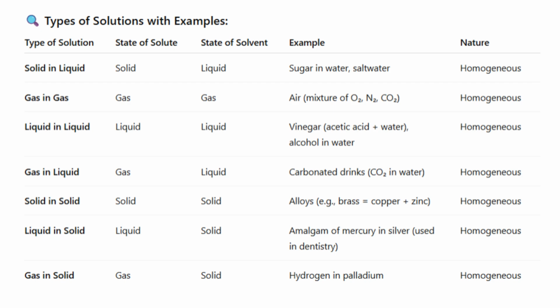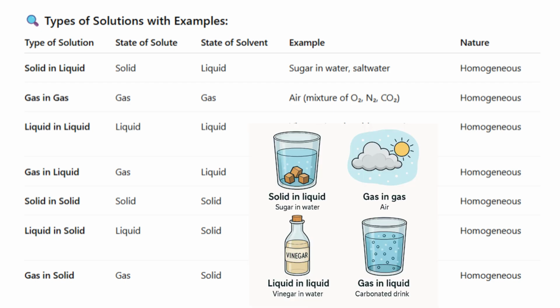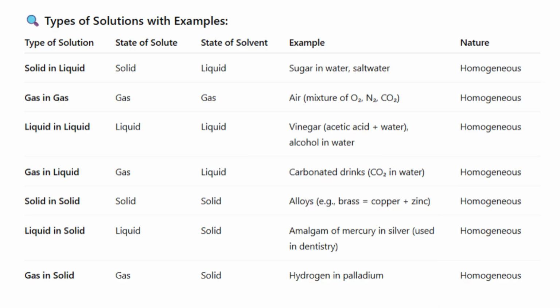1. Solid in liquid. When a solid is dissolved in a liquid, it forms a homogeneous solution. Example: sugar in water or salt in water. These are common in our daily life and appear as clear, uniform liquids. 2. Gas in gas. This type of solution occurs when one gas is evenly mixed in another gas. Example: air, which is a homogeneous mixture of gases like oxygen, nitrogen, carbon dioxide, and more.